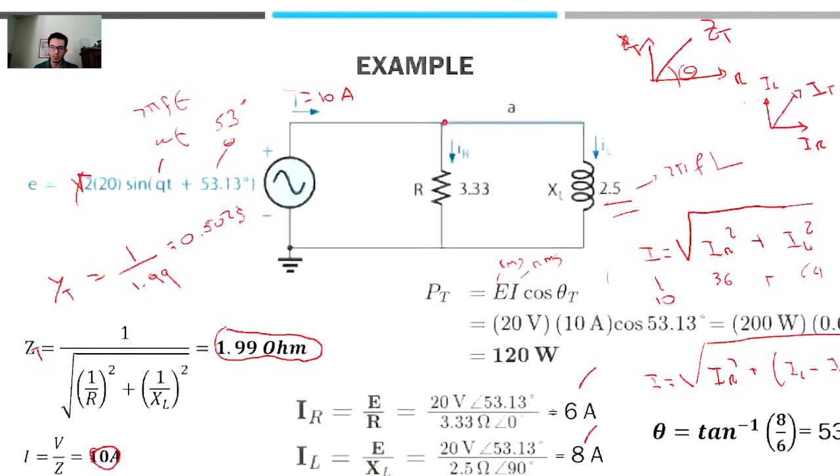So the total power is 20 volts times 10 amps times the cosine of the angle. How do you find the angle? You know that the angle is going to be the tangent inverse of your y contribution, your imaginary contribution, divided by your real contribution. So tangent inverse of 8 divided by 6. This is 53 degrees. So the total power is 20 times 10 times cosine of 53, and that gives you 120 watts.